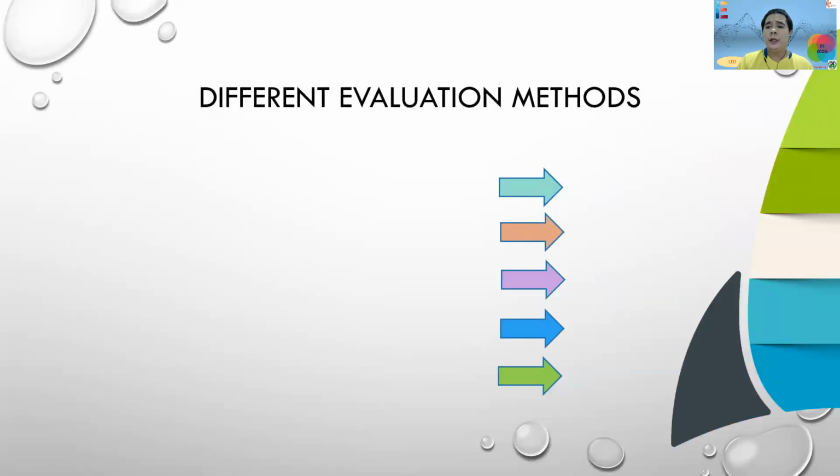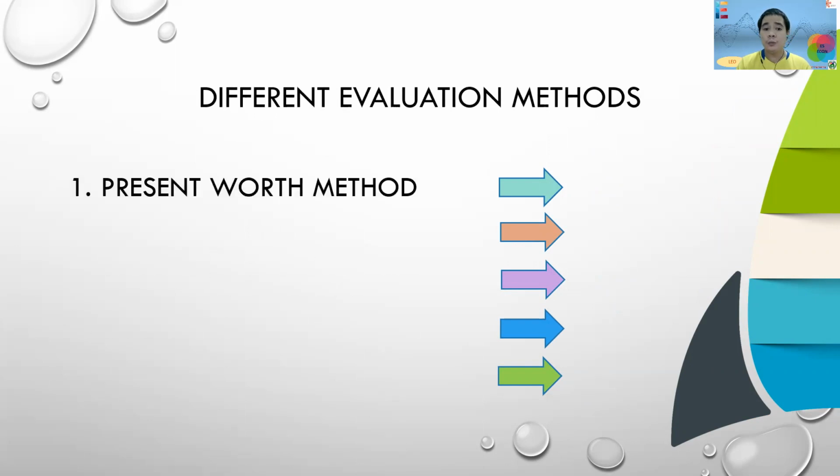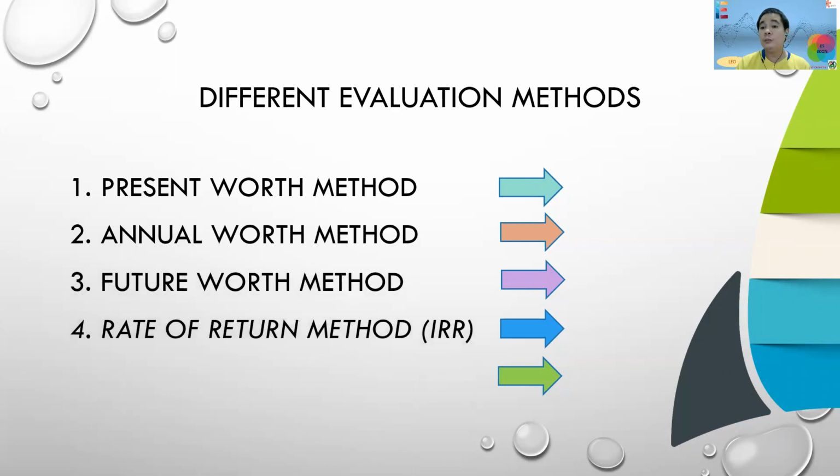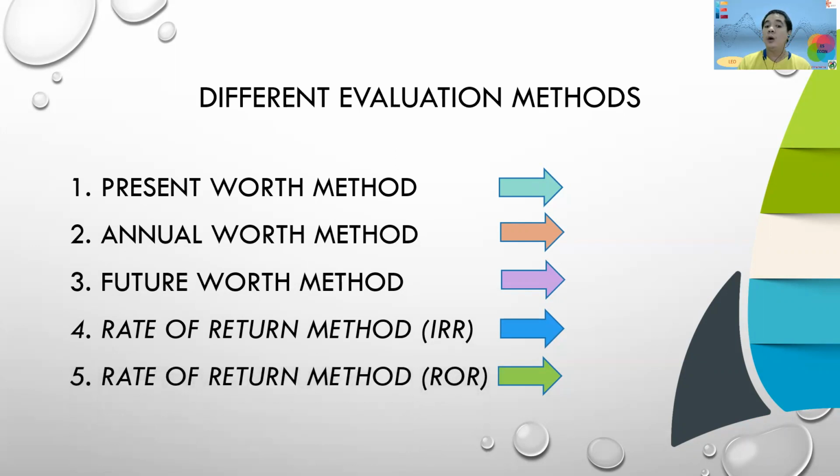So, there are different types of evaluation methods. For the first part of our discussion, number 1 is what we call the present worth method. Number 2 is the annual worth method. Number 3 is the future worth method. Number 4 is the rate of return method or the IRR, in other terms, the internal rate of return. And number 5 is the ROR method, wherein you have to get the rate of return of a certain investment on a yearly basis. But let's focus first on our present worth method.